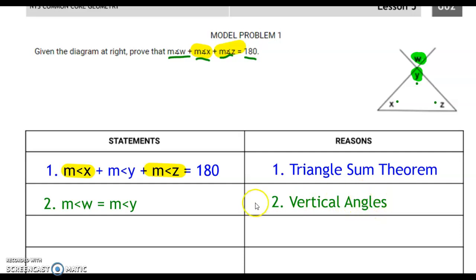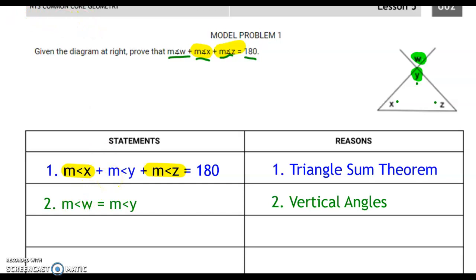Easy. Now let's take a look at the relationship between the equation that we wrote on the first statement and the second equation that we wrote. What I want is for the equation to say X, W, and Z equals 180. And I have a Y in here that I don't need. What I can do is take the fact that the measure of angle W is equal to the measure of angle Y, and use it to take W and substitute it in for Y. In other words, if I know these two things are equal, I can take out one of them and substitute in another.